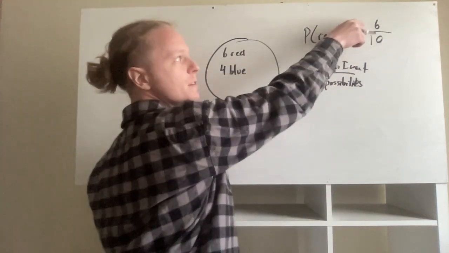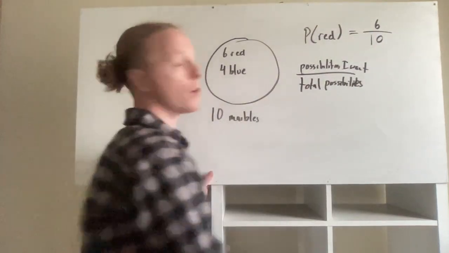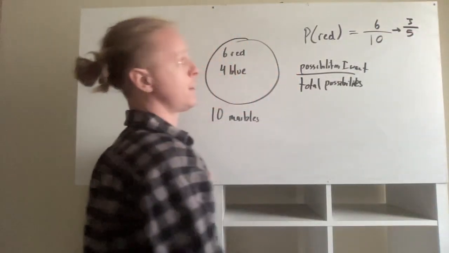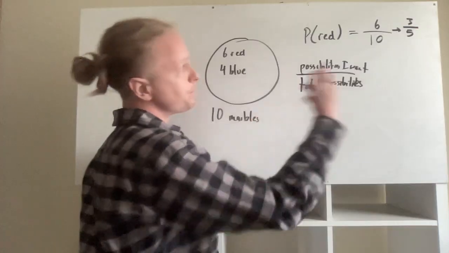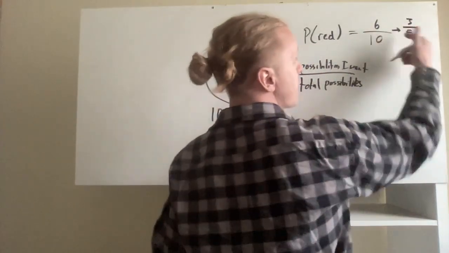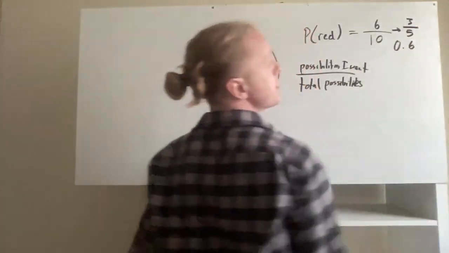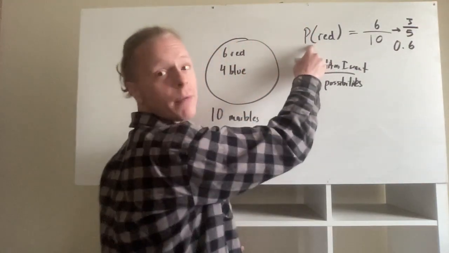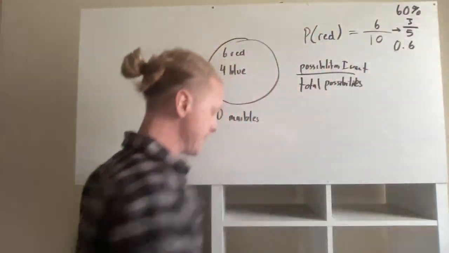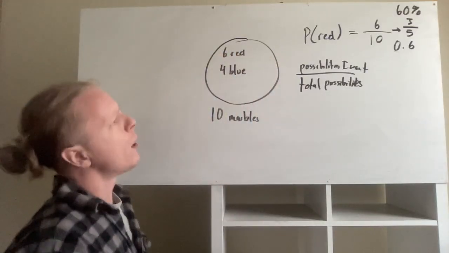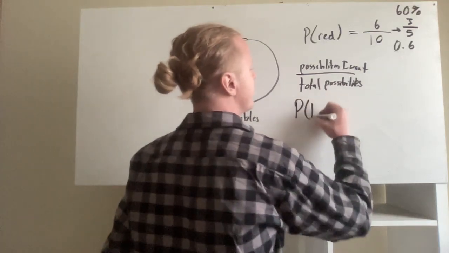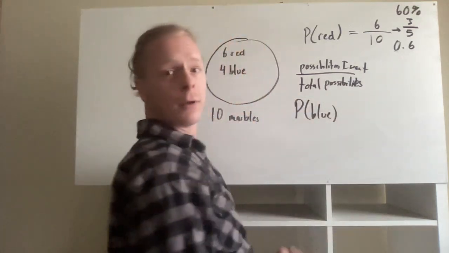But what should I do with this fraction? We should always simplify. So actually, we would express this as a probability of 3/5. Remember that I also said probability can be expressed as a decimal or a percent as well. If I did 3 divided by 5, I would get 0.6. So that's also another way to express this probability. And 0.6 is the same thing as 60%.